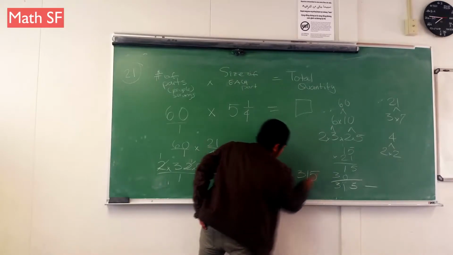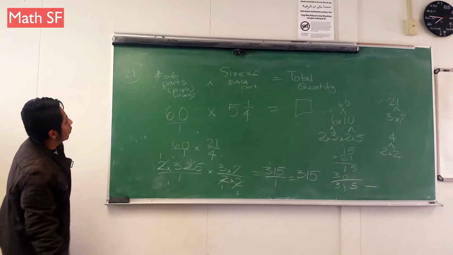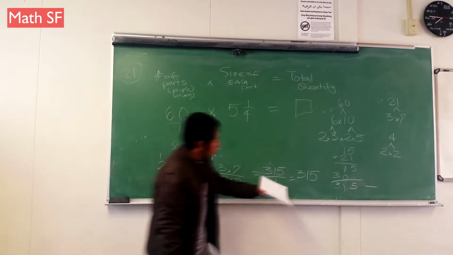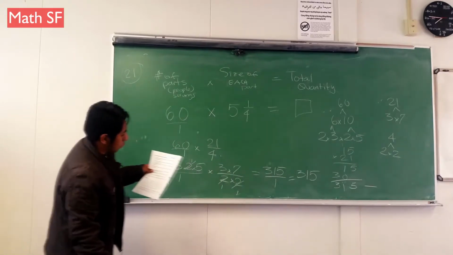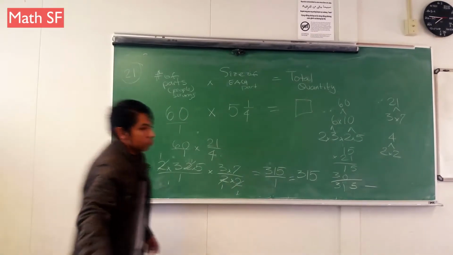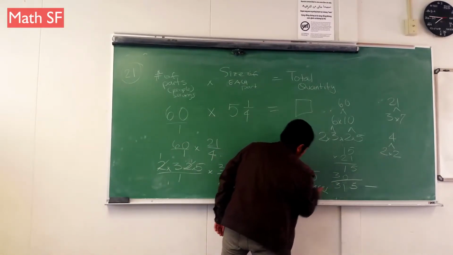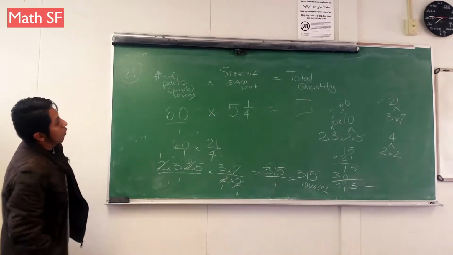Now, 315 what? What are they asking you for once again? They're asking you for the total quantity. And we're talking about, well, am I going to have 315 servings? No. We're going to have 315 ounces because that's the total ounces of punch that you want to share. 315 ounces of punch.